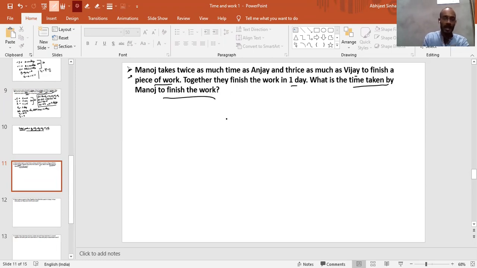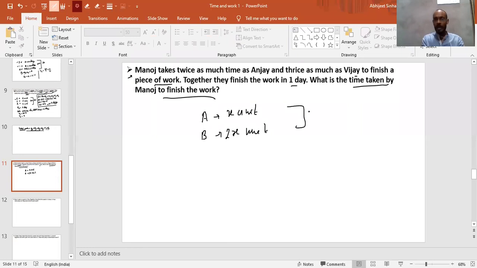What we need to understand here is, for example, if I say that there is a person A who can do x units of work per day, right? Let me check the efficiency. What will be the efficiency? And B's efficiency, if I say that B's efficiency is 2x units, right?